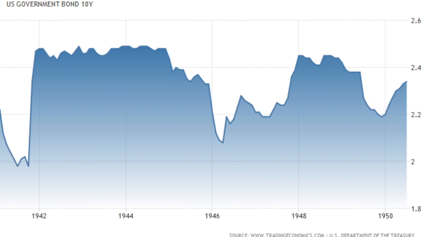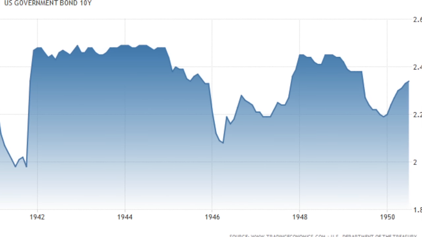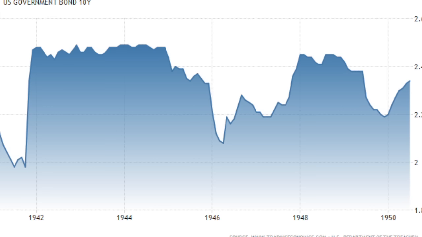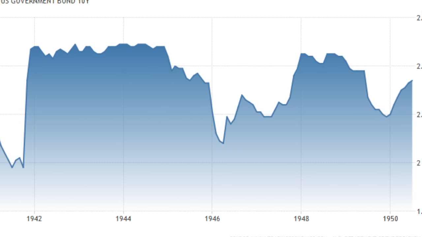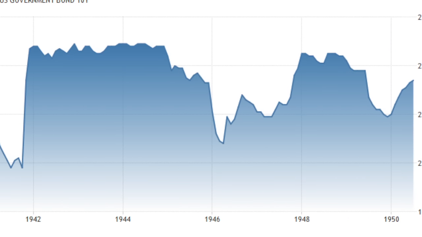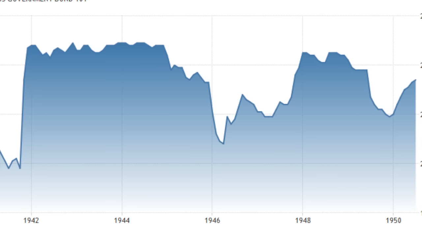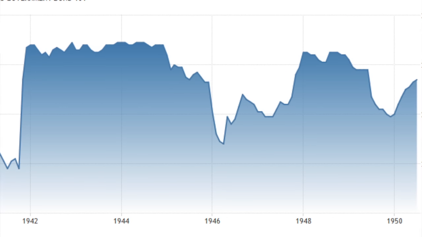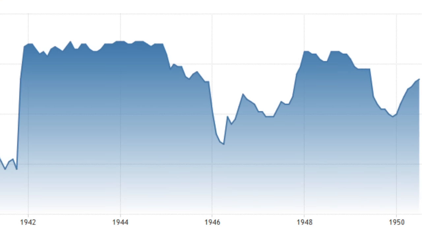yields were kept at around the 2.4, 2.5% yield. It looks like the Federal Reserve went in there and kept rates. You know, they manipulated it. It was a wartime situation, so I guess they had the excuse.